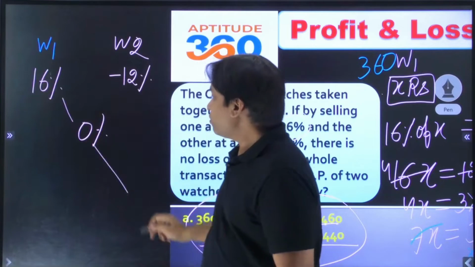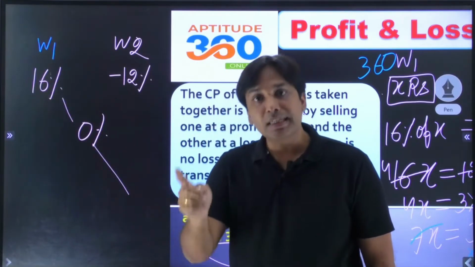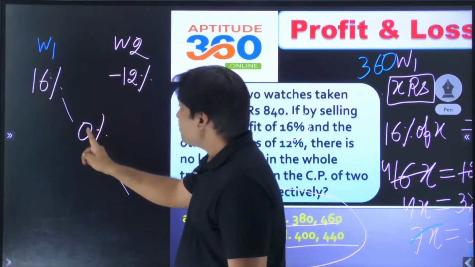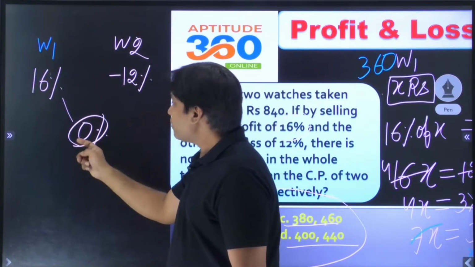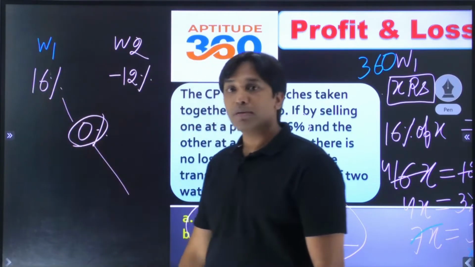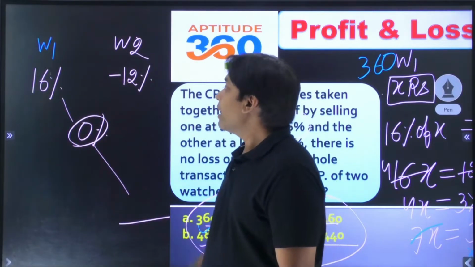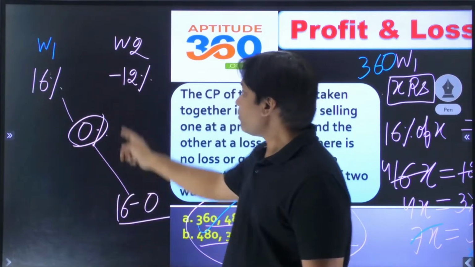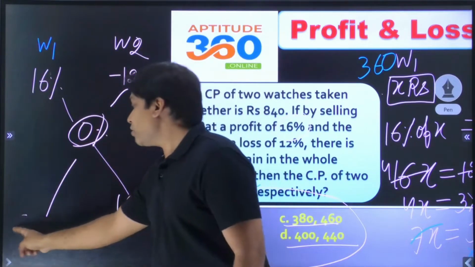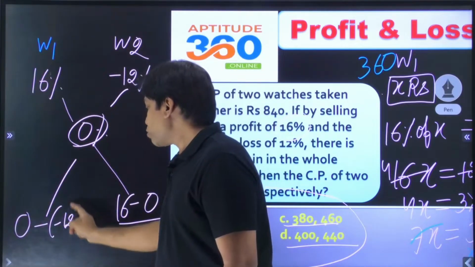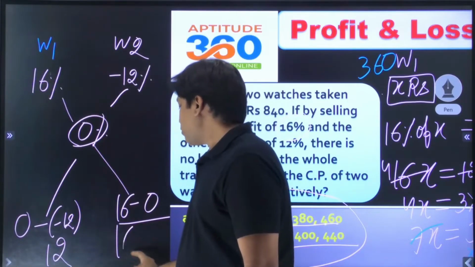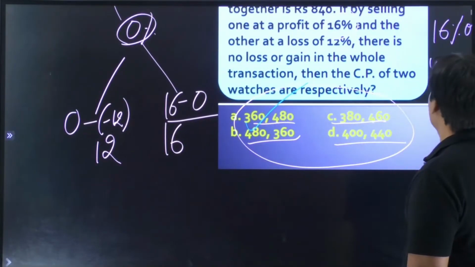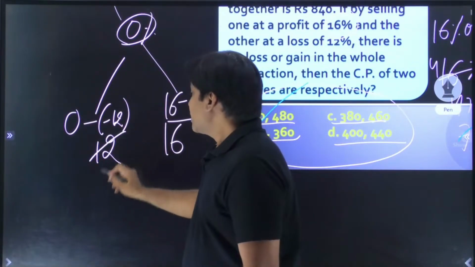So what am I going to do? You must have studied mixture and allegation. If you have not studied, go and watch those videos. So this value will have to be bigger than 1 and the other smaller than 1. Here we write bigger value minus this value. So this is 16 minus 0, and over here since 0 is bigger than this value, 0 minus 12. So this value comes out as 12, this value comes out as 16. What does that mean? So this is nothing but 3:4.